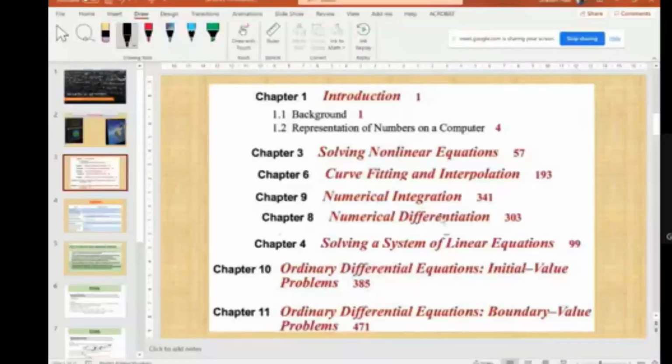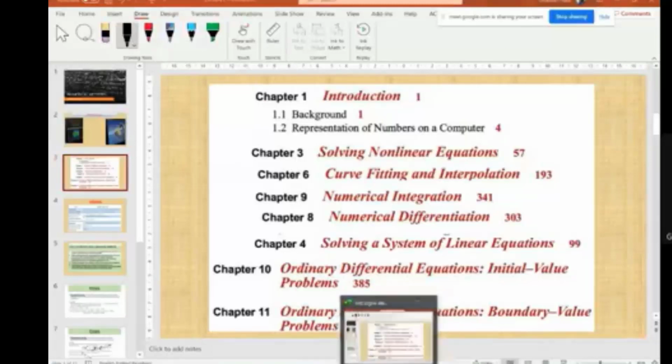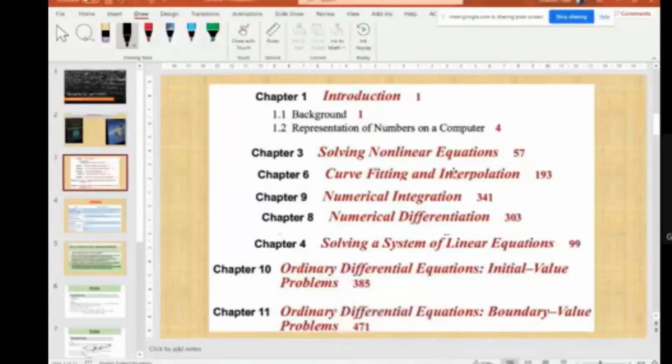Okay, I explained all of this: nonlinear equations, curve fitting, numerical integration and differentiation, systems of linear equations, and ordinary and partial differential equations. Is it clear? Yes, Doctor. Inshallah. Okay.